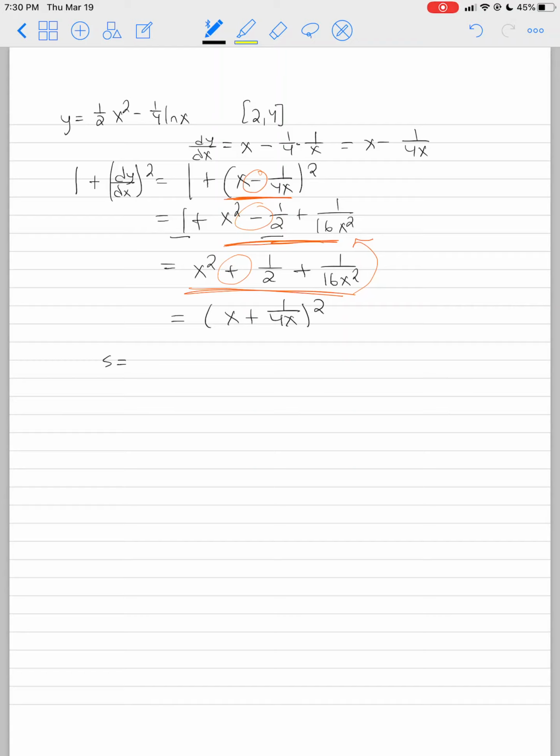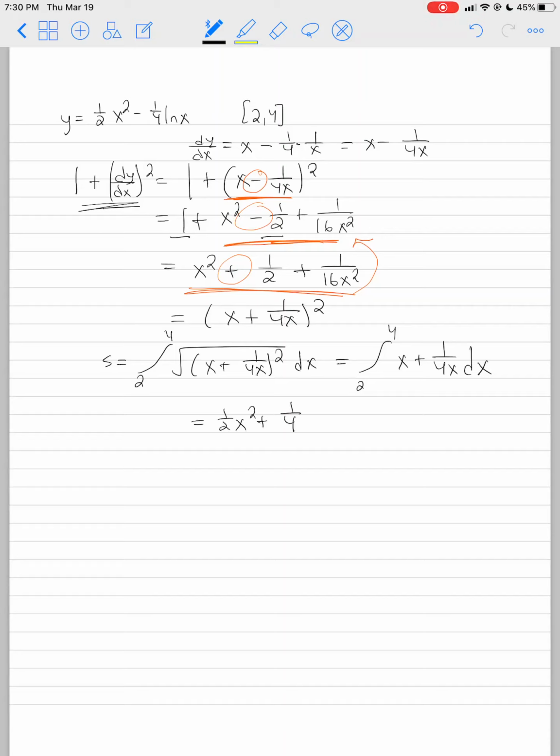So now the arc length will be the integral from 2 to 4 of the square root of x plus 1 over 4x quantity squared, because that's what this equals. The square root and the square cancel, and I'm left with this integral, which I luckily know how to take.